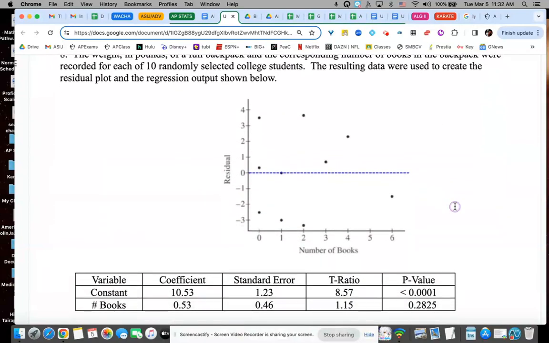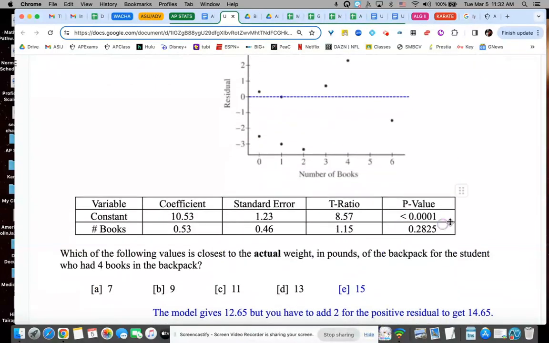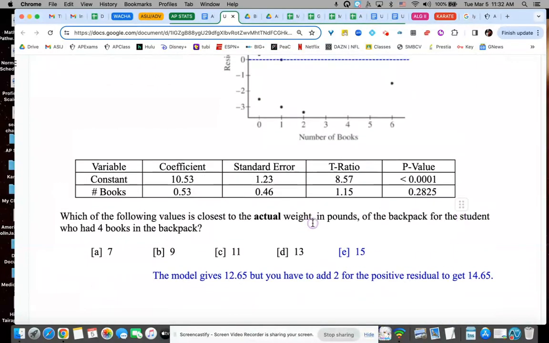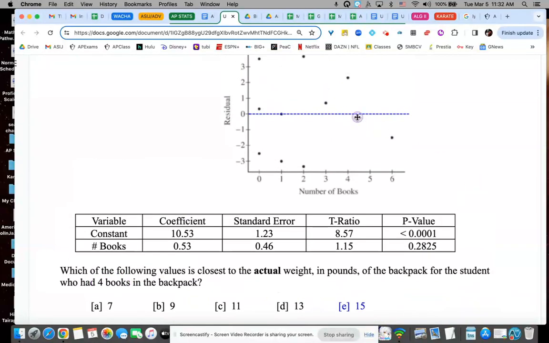All right, number 8, you got a residual plot. We got some data here, and it's talking about the actual weight of a backpack. This particular one has 4 books in it, so we're going to do the prediction. So what I have to do is find out what the actual weight is on the regression model. I don't know what the scatter plot looks like exactly, but maybe it goes like this, and all the points are around it. Okay, so maybe something like that. We have to find what that prediction is for 4 books, what the weight of that backpack is going to be, right?